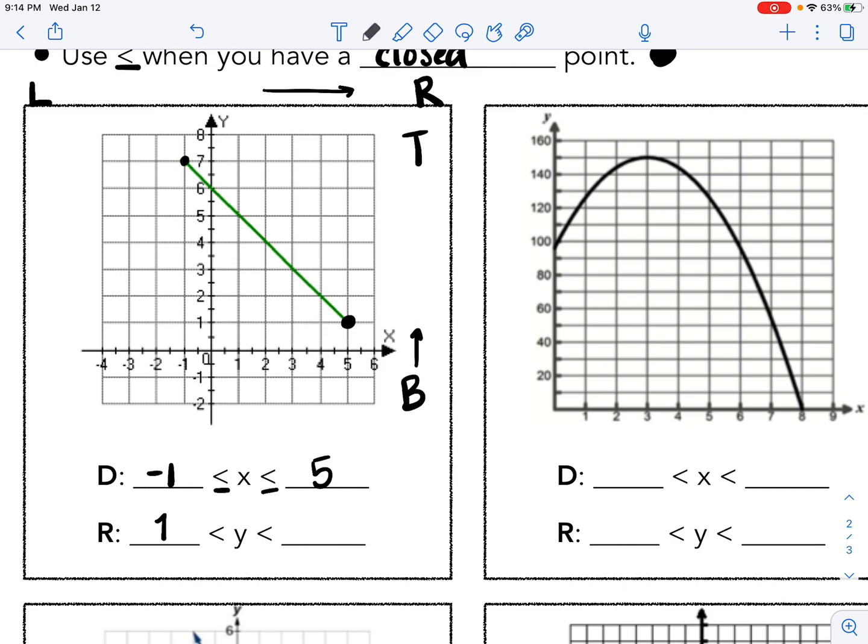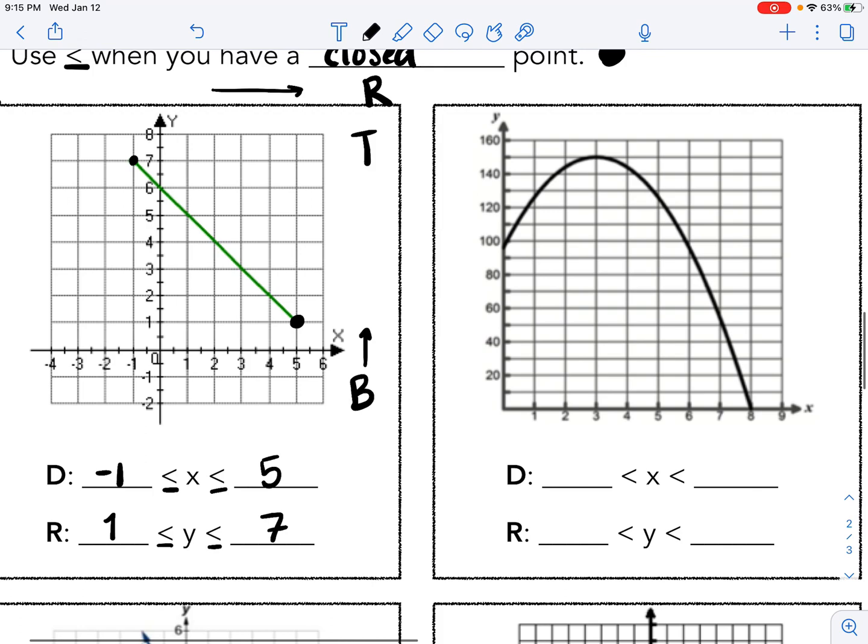It's 1, and again, it's a closed circle, so we're going to need a little line. Going all the way to the top, I have this point that we started with originally, and the y value here is 7. And again, it's a closed circle, which means we need a little line underneath to say that it is a closed circle.